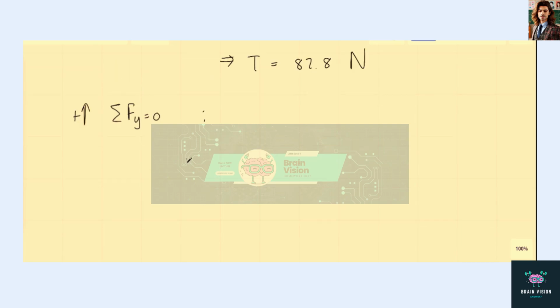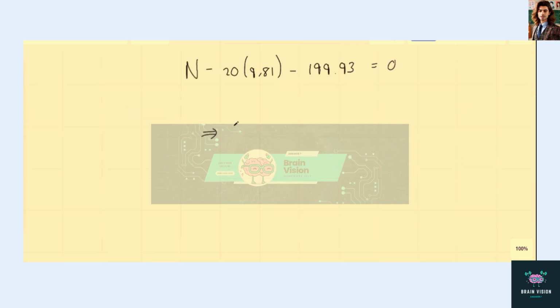Similarly, from the vertical components, the sum of the forces in the y direction must equal 0. And so the normal force minus the weight of the cart, which is 20 times 9.81, minus the y component of the force F, 199.93, must also equal 0. And so the normal force acting on the wheels of the cart, N, is equal to 396 newtons.